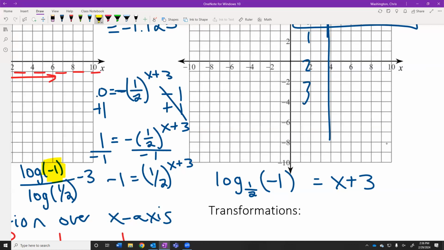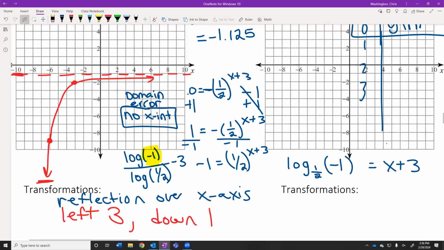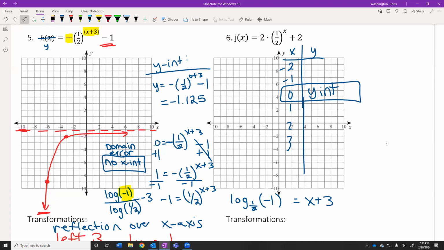So like, what's that mean? It doesn't have an x-intercept. So anytime that we do this and we do it correctly, if we get a domain error in our calculator, what does that tell me? That tells me that that function has no x-intercept. So in this case, we have no x-intercept. Guess what? Shouldn't we be able to just tell that by looking at the graph? If you already have a graph, yes, you should be able to just tell that by looking at the graph.